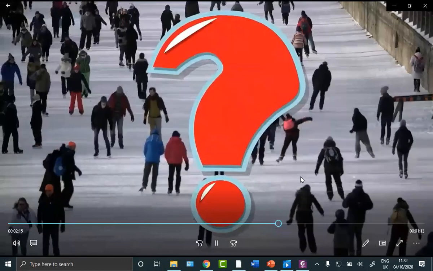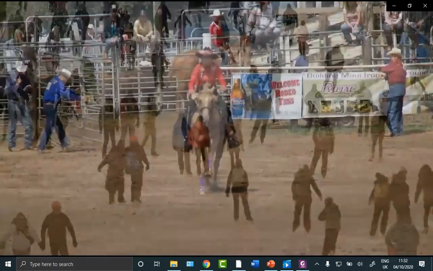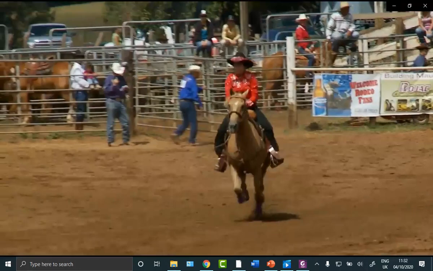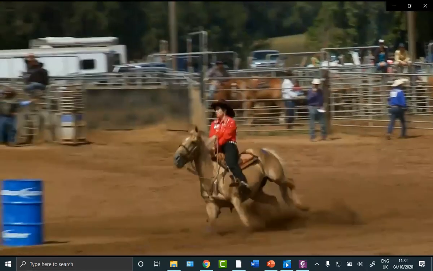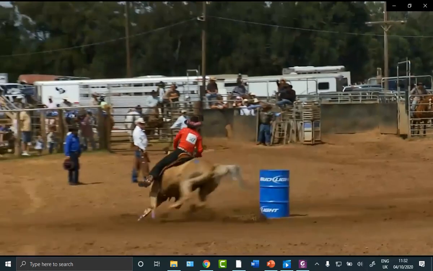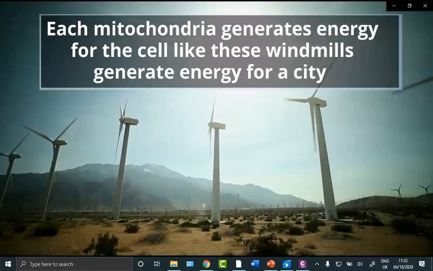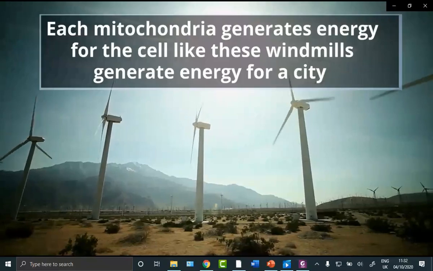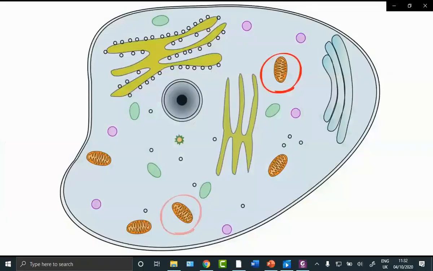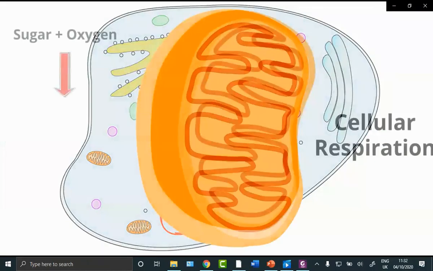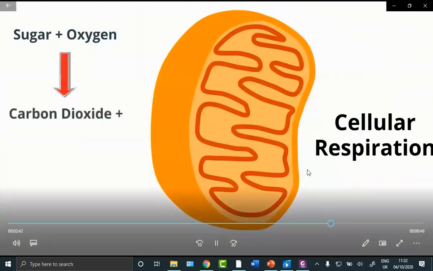It's important because living organisms, including plants, generate energy for their daily activities using cellular respiration. Cellular respiration takes place at the mitochondria. Think of the mitochondria as the power plant for cells. So here's how it works in basic terms. At the mitochondria, the sugar combines with oxygen to produce carbon dioxide, water, and energy in the form of ATP.